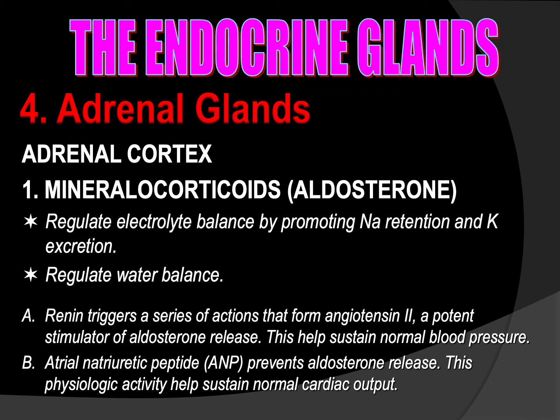Now, renin is actually an enzyme produced by the kidneys. It's a potent stimulator of aldosterone release at tumutulong to sa pag-sustain ng blood pressure. Another hormone produced by the heart is the atrial natriuretic peptide. Ito naman, kabaliktaran ng renin, it prevents aldosterone release. This physiologic activity naman helps sustain normal cardiac output. When you say cardiac output, it's the amount of oxygenated blood that exits the aorta for 1 minute.